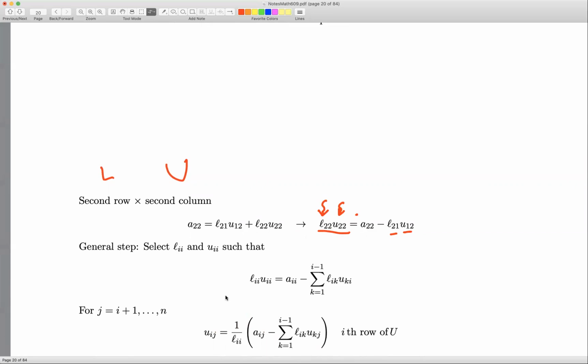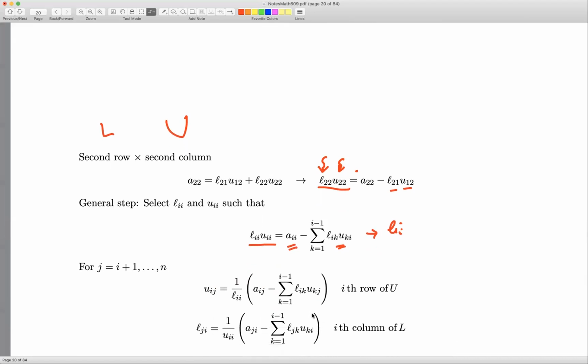And in general, the general step is if you multiply row i of L with column i of U, similar to what we have here, you will have that Lii will be equal to the element on the main diagonal of the matrix A minus the product of the elements of the ith row of L and the ith column of U. And this will be known, and therefore from here, not uniquely, Lii and Uii will be determined.